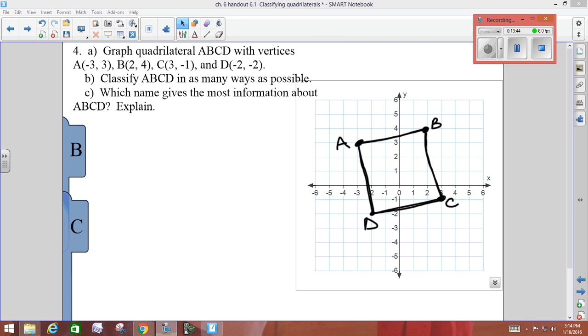Classify A, B, C, D in as many ways as possible. We start at the top of the tree. Can you call it a quad? Yeah, they told us it was one, so you can abbreviate when you're classifying too. I'm gonna put a Q for quad. Then branch down. It's either going to be a parallelogram, a trapezoid, or a kite from there.